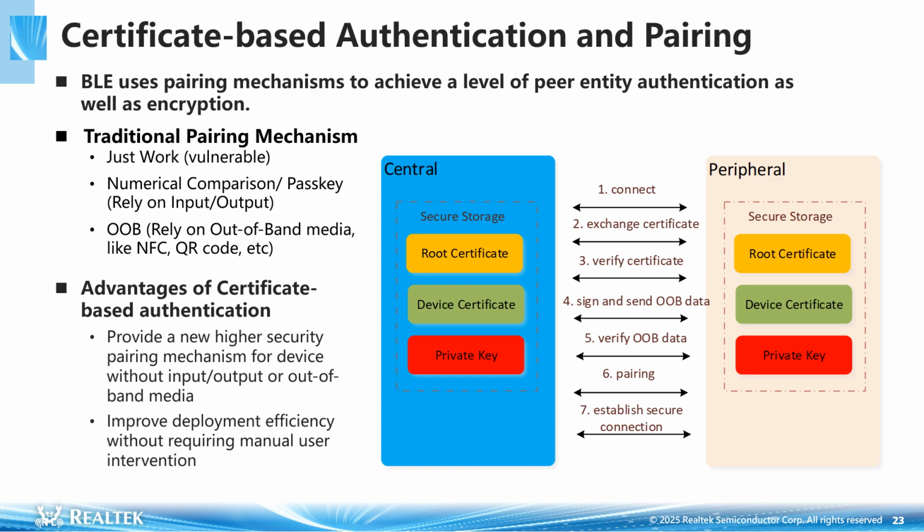Certificate-based authentication and pairing can address these challenges. The process is as follows. Both the BLE central and peripheral devices come with pre-installed certificates. During authentication, the devices exchange and verify their certificates. Once verified, they send signed OOB data over the Bluetooth channel for further validation. After that, the BLE pairing process resumes, and a secure connection is established.